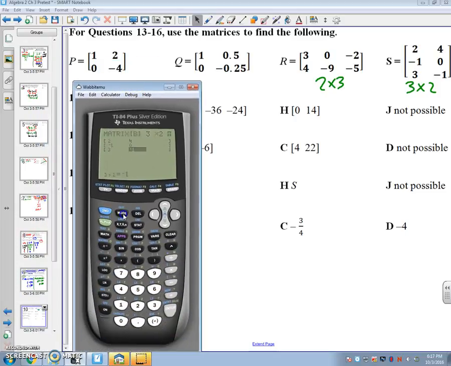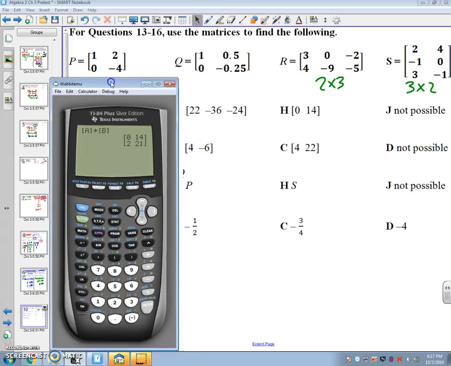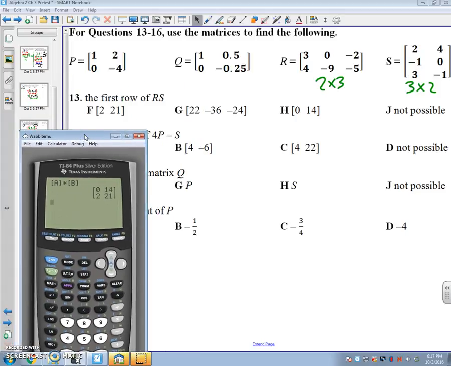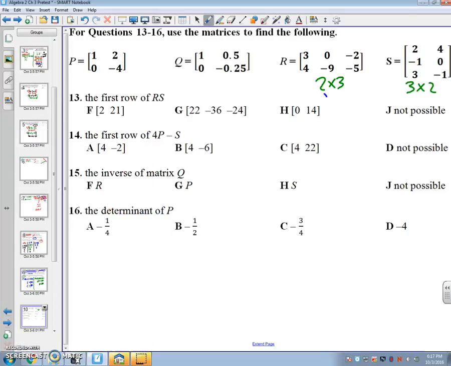Alright, so when I quit, R times S. So second matrix, R was my A, times that by S, second matrix, B, gives me 0, 14, 221. Now it's the first row, so it's 0, 14. This is H.